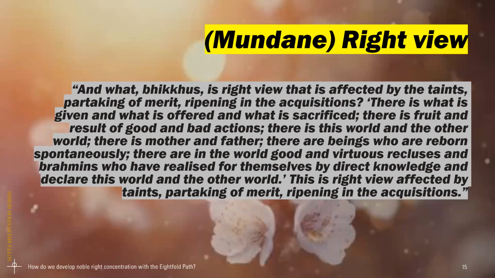So the Buddha says, and what, bhikkhus, is right view that is affected by the taints, partaking of merit, ripening in acquisitions? There is what is given and what is offered and what is sacrificed. There is fruit and result of good and bad actions. There is this world and the other world. There is this mother and father. There are beings who are reborn spontaneously. There are in the world good and virtuous recluses and Brahmins who have realized for themselves by direct knowledge and declare this world and the other world. This is right view affected by taints, partaking of merit, ripening in the acquisitions.